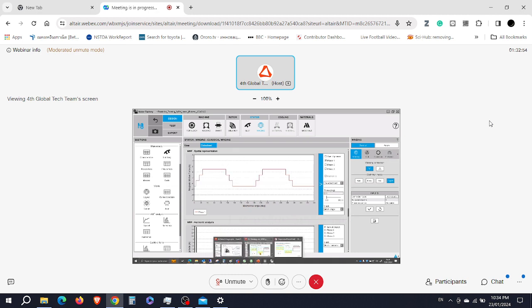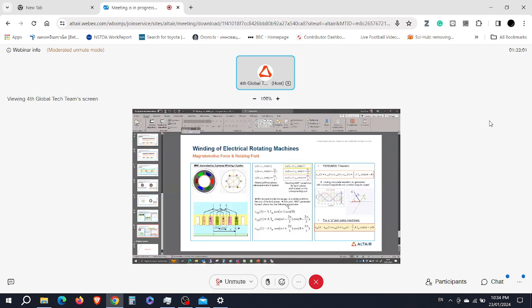So then, if we consider the MMF for one phase, we have to consider its axis. So we have the axis of phase 1, axis of phase 2, and axis of phase 3. So each phase will create an MMF pulsating on its axis, right? And this MMF, thanks to Ampere's law, can be easily computed from the current.